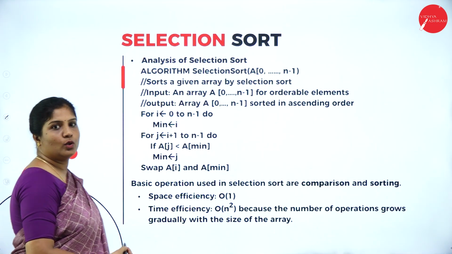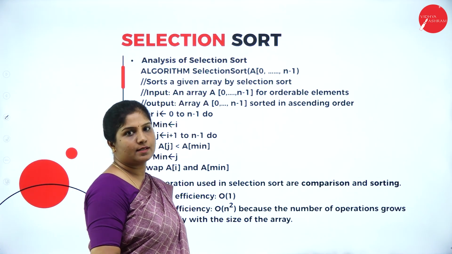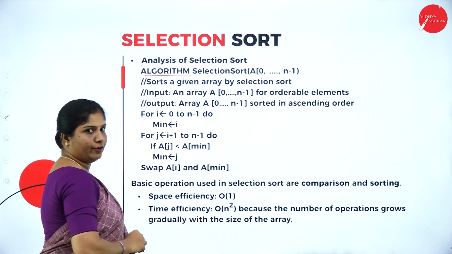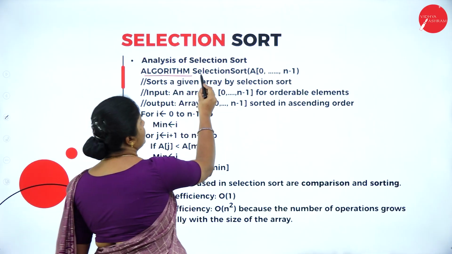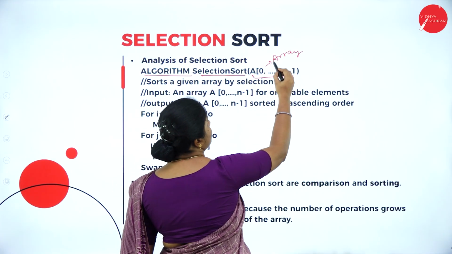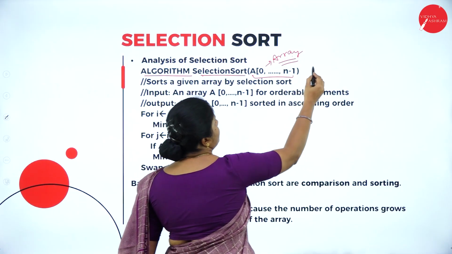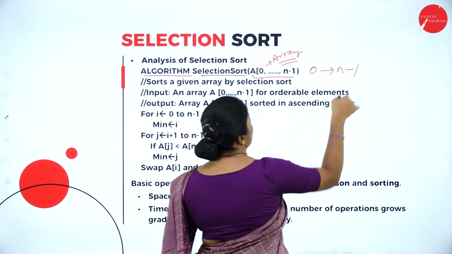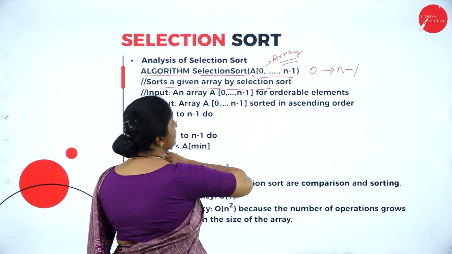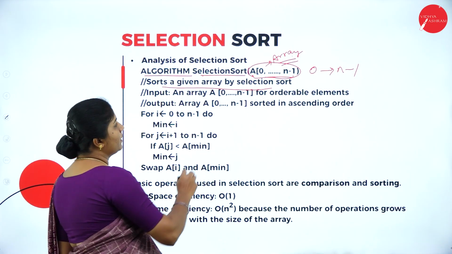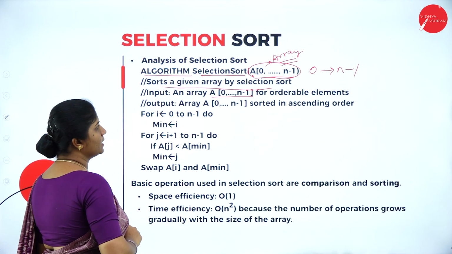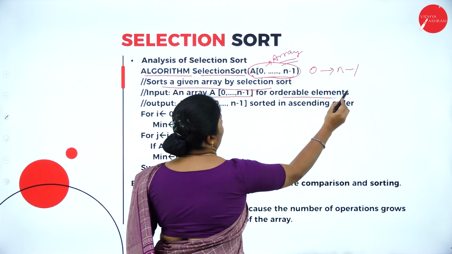So, let us have a look at the algorithm of selection sort. Here, "algorithm" is a keyword I am using. Selection sort is the name of the algorithm. I am giving the parameter array from 0 to n minus 1. What I am going to do is sort a given array by selection sort. The input is an array of 0 to n minus 1 of orderable elements.